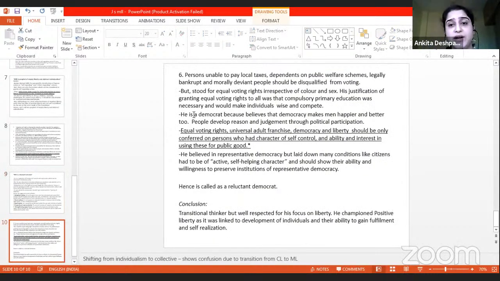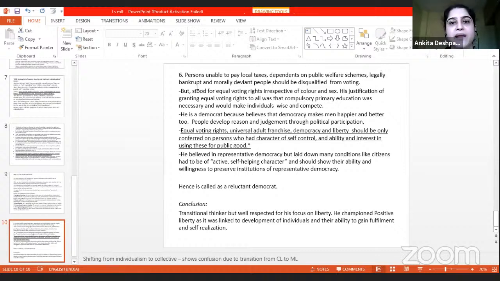Plus, he does not give right to vote to everybody. He says persons who are unable to pay local taxes, people who are dependent on public welfare schemes, legally bankrupt, morally deviant people should be disqualified from voting. Unable to pay local taxes meaning you don't have money, you're not earning very well, that means you're poor. All right. Dependent on public welfare schemes, generally in United Kingdom you have public welfare schemes, so if you do not have a job, if you're unemployed, the state gives you certain money to maintain your life, subsistence.